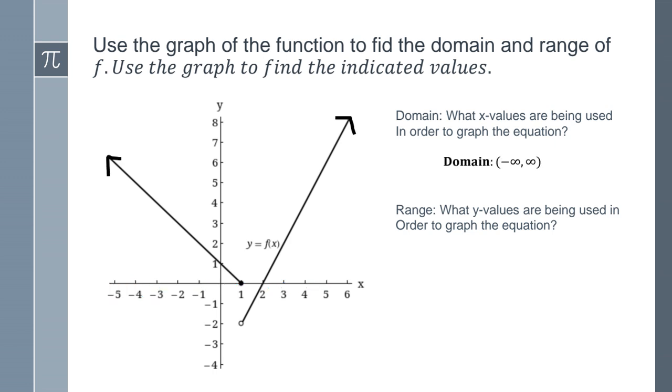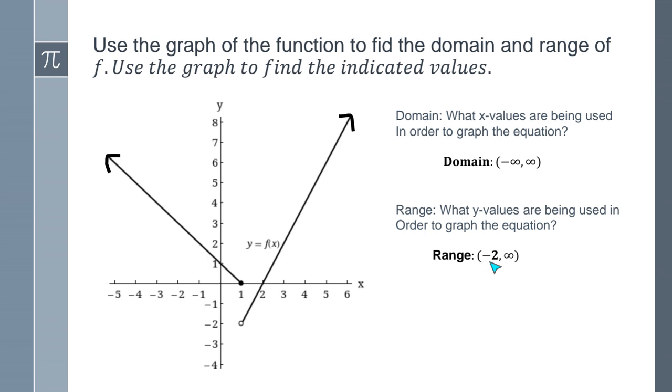Now for the range, the smallest value where we begin is at -2. And then all of these numbers going up are being used to create the graph. But notice that at -2, we have an open circle. So that tells me to use a parentheses because we're not going to include -2. And then it's going to go all the way to the top.